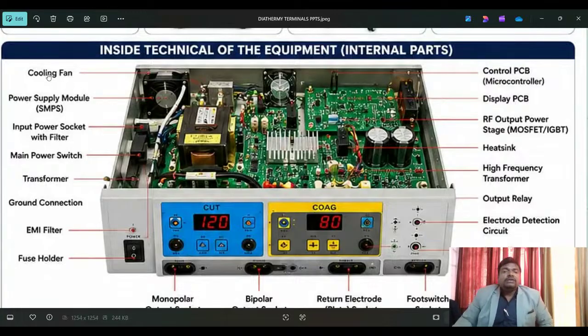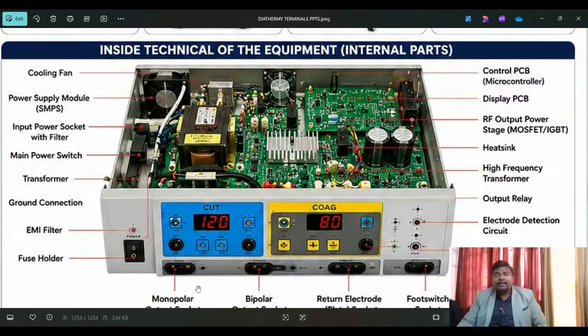Okay, right. So as a biomedical engineer, you should first know these things, the inside part of the technical part of the equipment. Okay, next after the cooling fan. Next one is the power supply module, SMPS. Next, the input power supply socket with filter. I'm showing here. See, by using the mouse, I'm operating and showing you. Try to watch this session and this picture, and definitely by the end of the session you will get more information. Okay, what is your expectation? Definitely I'm sharing only this. Right, main power switch and transformer, power ground connection, EMI filter, and fuse holder.